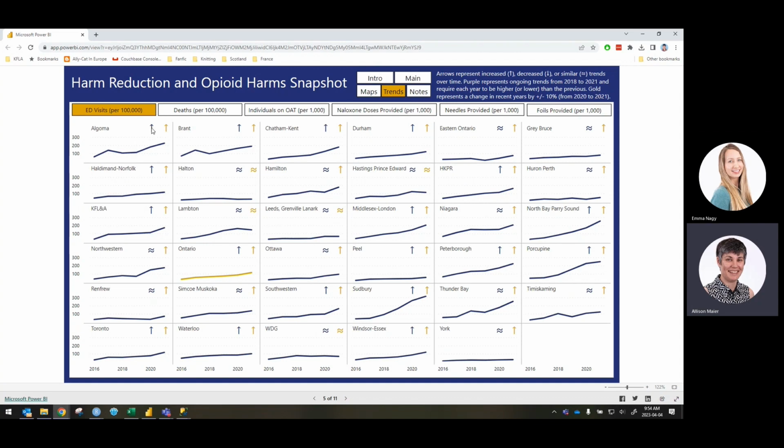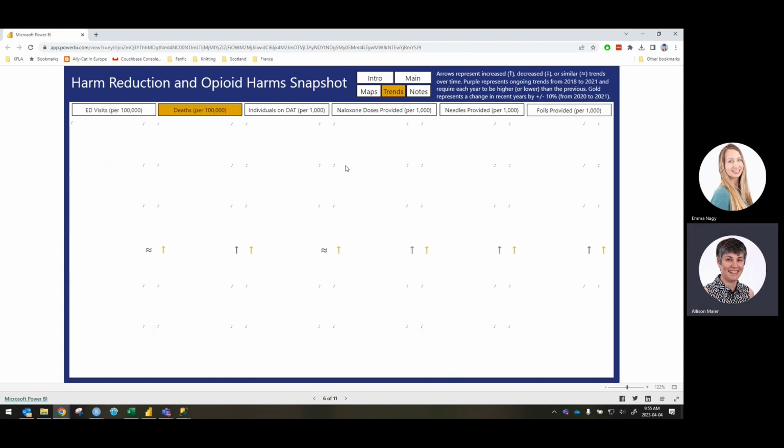In addition, there are 2 arrows in the top of each graph. The purple one shows ongoing trends from 2018 to 2021. To increase, you need to have increased in each of those years. To decrease, you need to have decreased in each of those years from 2018 to 2019 to 2020 to 21, etc. The yellow arrows represent recent changes from 2020 to 2021, based again on the plus or minus 10% rules. So we can see that there are pages for each indicator.